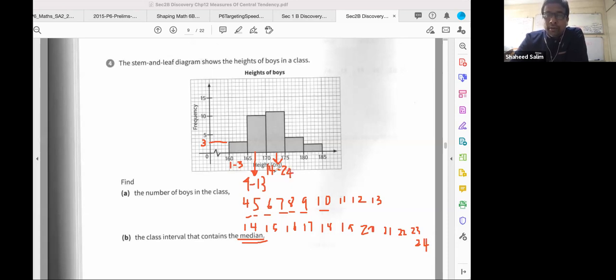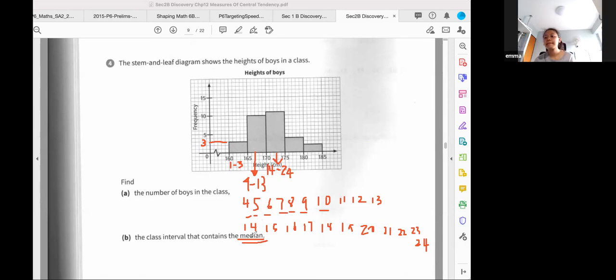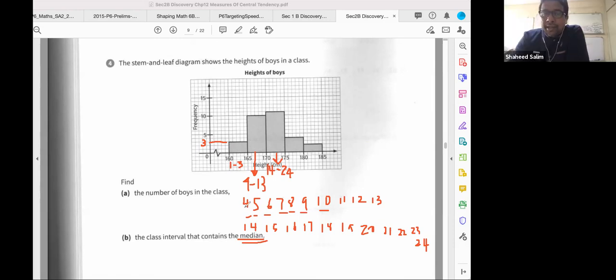Why 24? You see, there's 11 numbers here. But 24 minus 14 is 10. You must include the 14. If you include the 14, it becomes 11. Let's say for this one, 13 minus 4 is 9. Yes, but there are 10 here. You must include number 4. 3 minus 1 is 2, but there are 3 persons here because in position 1, position 2, position 3.